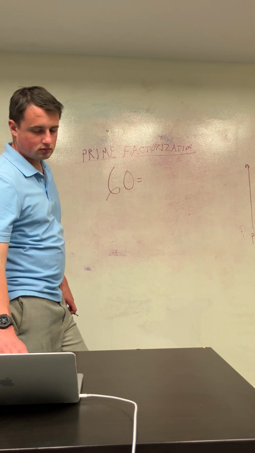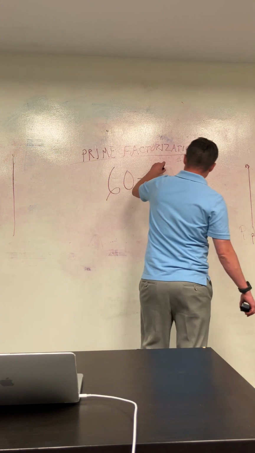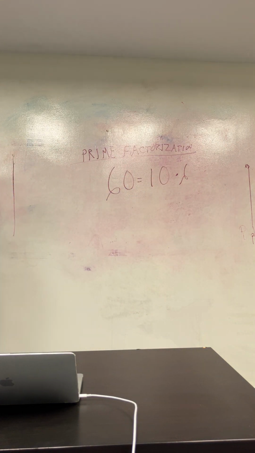Can we start with 10 times 6? Yep, you can start with 10 times 6. I'm gonna put it up here. That's perfectly good. Start with 10 times 6 and then break it down into prime numbers. So you have to basically find the prime factorization of 10 and then the prime factorization of 6.